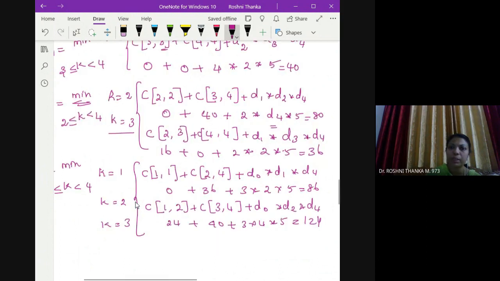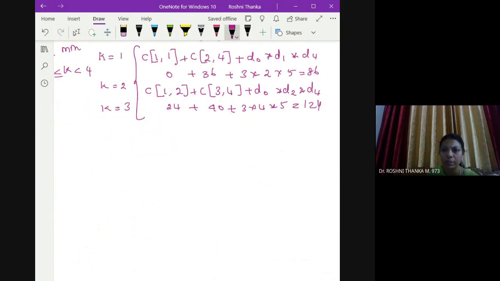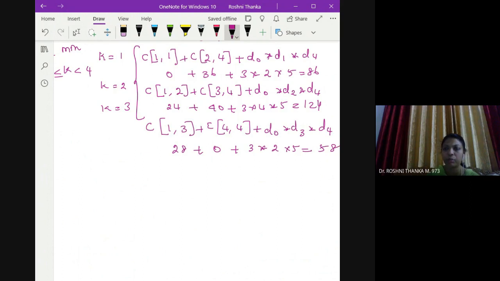Similarly, when the k value is equal to 3, we can write cost of i value is 1 and k value is 3, plus C of k plus 1 means 4, j value is 4, plus d i minus 1 is d0, into d k value here is 3, into d j value that is 4. So what is the value of 1 comma 3? If you find there, it is 28. Here it is 0 plus d0 is 3 into 2 into 5. If you multiply and add, you will get the answer as 58.